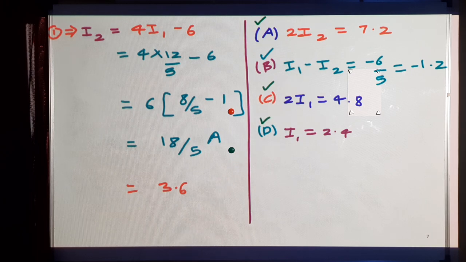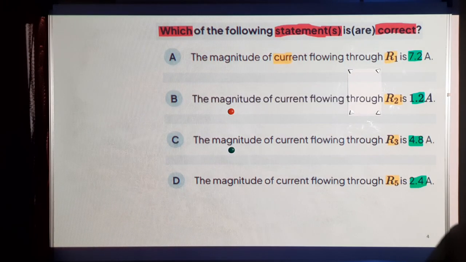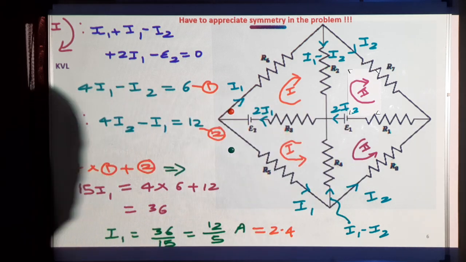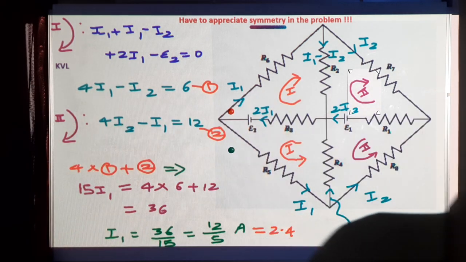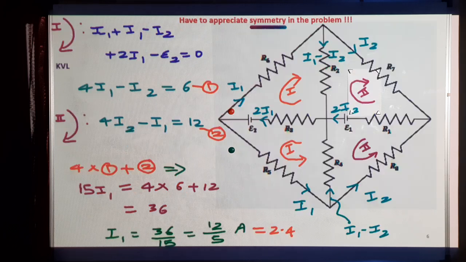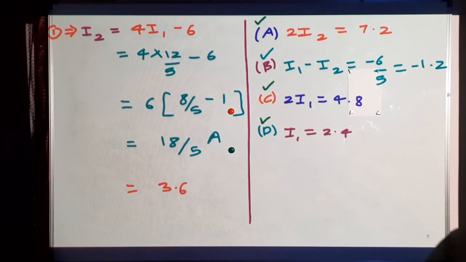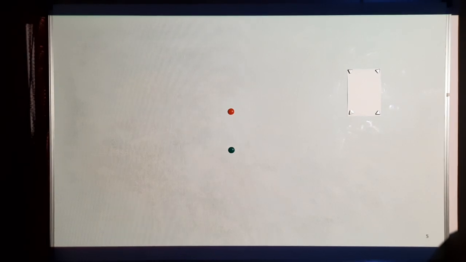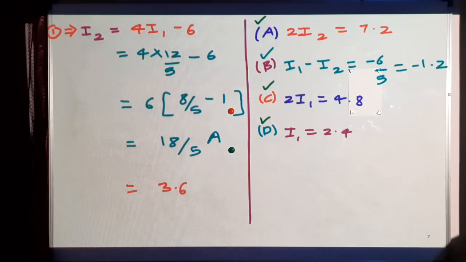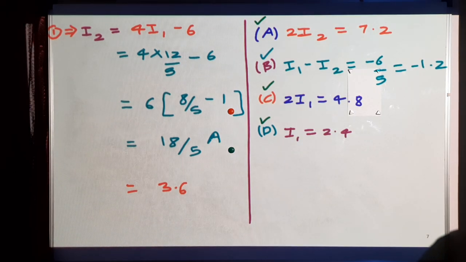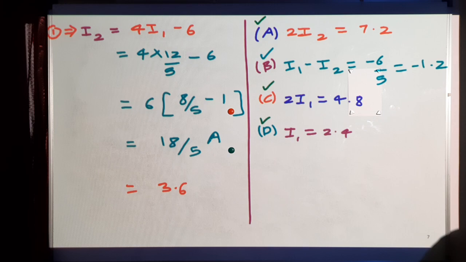Option A, finding the current in R1. So R1 is twice I2. That is 7.2. On option B, R2 current. R2 is I1 minus I2. I1 minus I2 is minus 6 by 5, it's minus 1.2, but they're just asking the magnitude. Option C, current in R3. R3 is 2I1, which is I1 is 2.4, so 2I1 is 4.8.